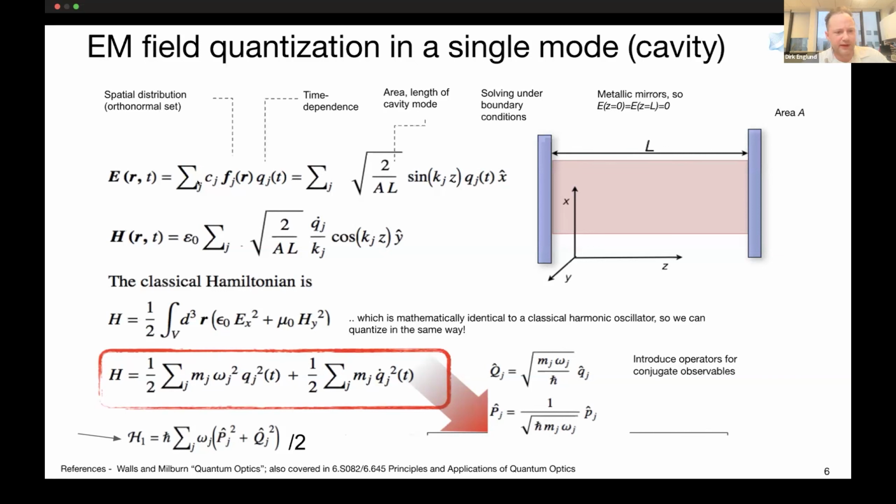So the C sub j here is the amplitude of the jth mode, where the jth mode is described by a temporal and a spatial component. And we're assuming here that we can separate these neatly. Separation of variables.